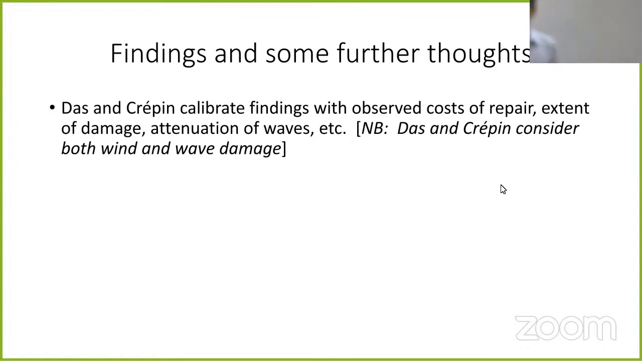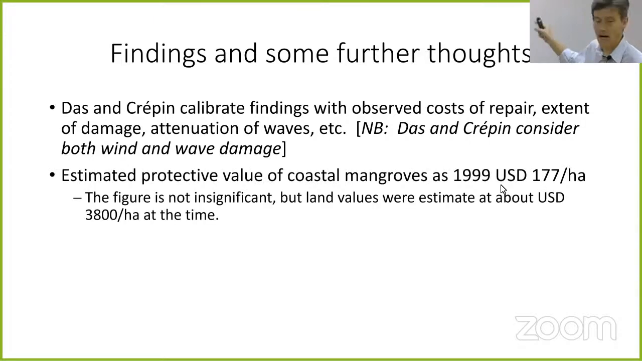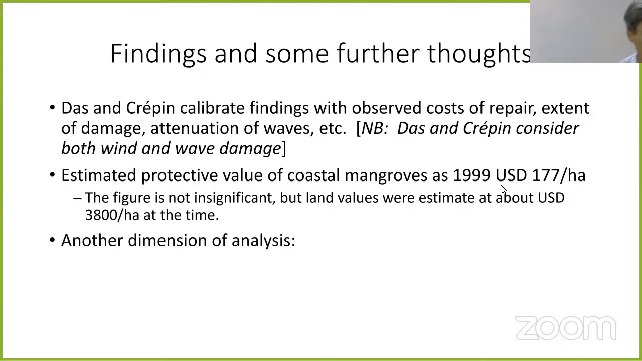So I'm going to have to run through this because I really want to get to pollination, which I've been waiting for enthusiastically here. Let's just quickly jump to the values. They come up with a value in 1995 US dollars of about $177 a hectare. That was not significant relative to the opportunity cost. And this is what I was talking about, the opportunity cost of conversion using the wood, et cetera, about $3,800 US dollars per hectare. I really want to get to pollination, so I'm going to talk about this really, really fast.